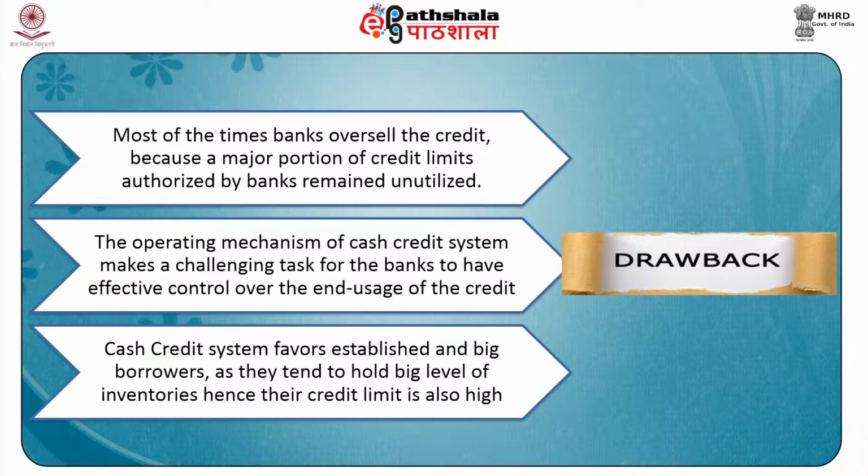The operating mechanism of cash credit system makes a challenging task for the banks to have effective control over the end uses of the credit. If a borrower maintains a certain level of inventory and receivables, then his cash credit account will be fairly active. In this situation, bank cannot demand the customer to repay the loan, and customer uses the credit allowed to him as a permanent source of finance. Cash credit system favors established and big borrowers as they tend to hold big level of inventories, hence their credit limit is also high. This leaves very small room for giving credit to small and new borrowers.